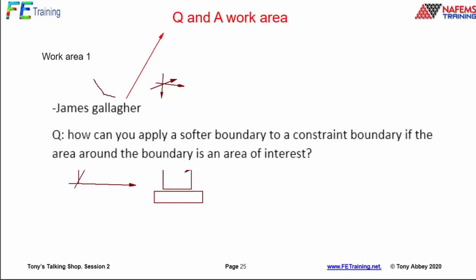James has an interesting point. Can you apply a softer boundary to a constraint boundary if the area around the boundary is an area of interest? Yes, I often would apply a soft spring boundary condition, something which represents the structure the other side or adjacent to the boundary, to stop that harsh transition where at one position we've got infinite stiffness, next adjacent we've got zero stiffness. In nature, there's going to be a transition across there, and so there are certainly techniques to look at doing that. And I think softening the boundary condition is one way of doing it.